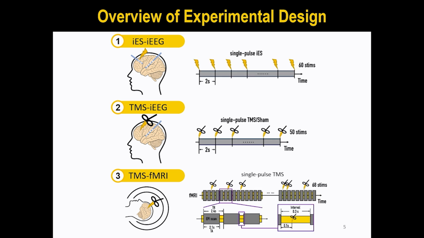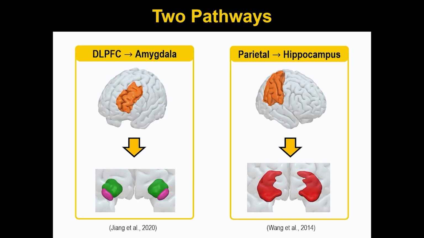With all these three methods, we delivered single pulse stimulations to induce transient neural changes as a proof of target engagement. In the present talk, I will just focus on two pathways that we are currently working on. The first is the DLPFC to the amygdala. This pathway has been demonstrated in a small sample size with concurrent TMS-fMRI in my previous work.